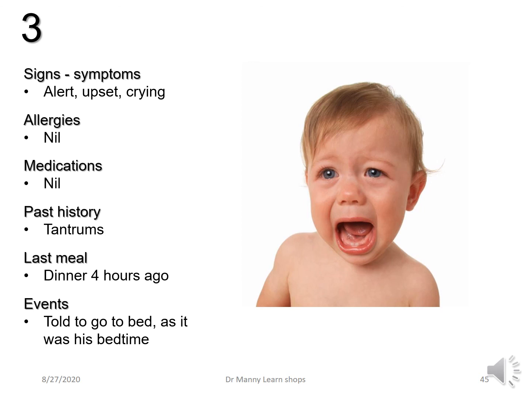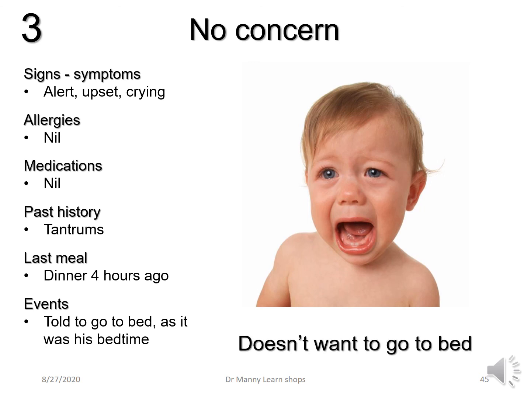This kid is furious. His face is flushed. He's really upset. He's alert though, and he's crying. Poor little blighter. He's got a history of no allergies, no medications. He does have a history of having tantrums though, getting upset very, very easily. His last meal was dinner about 4 hours ago, and the recent events were he was told to go to bed as it was his bedtime. He's got to go to preschool tomorrow, kindergarten. Well, there are no real concerns from a physical assessment point of view. He just doesn't want to go to bed. Once you know the history, you can put 2 and 2 together. History is important to determine physical assessment findings and whether they're a worry or not a worry.